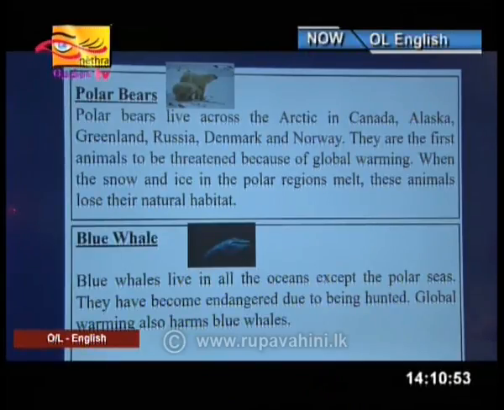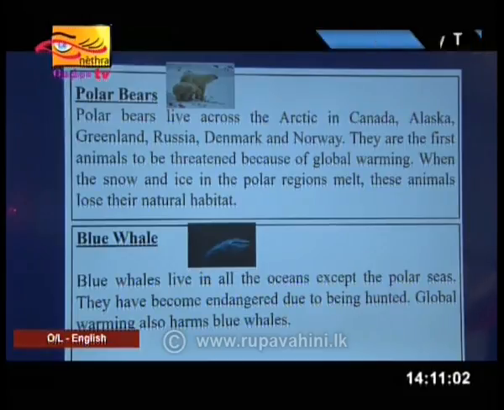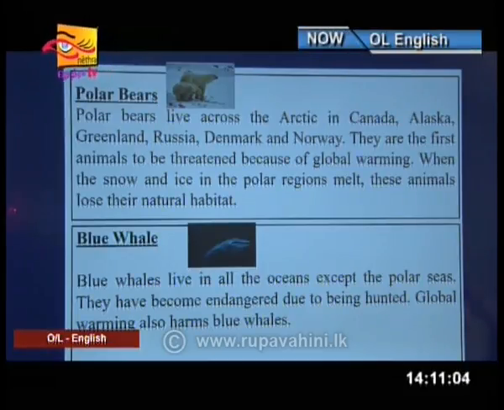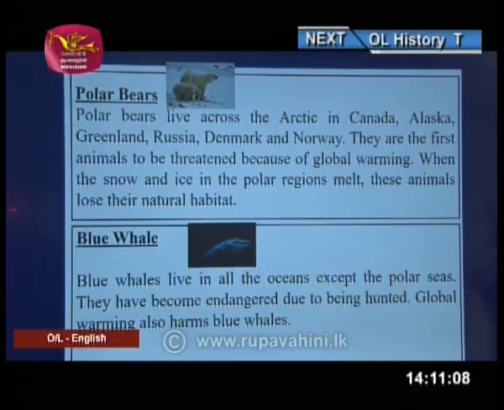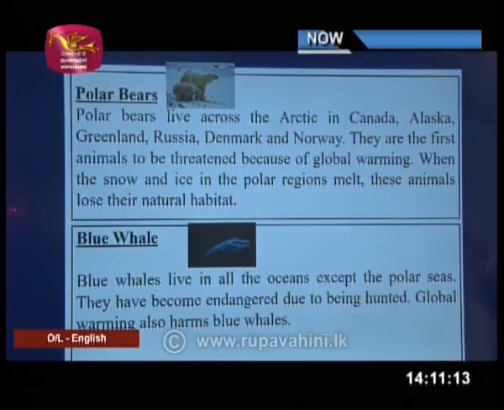And then they want to know the place they live, the habitat. What is it? Can you remember the clue? Yes, you can find the verb live in the text. So, the answer is they live across the Arctic in Canada, Alaska, Greenland, Russia, Denmark and Norway.